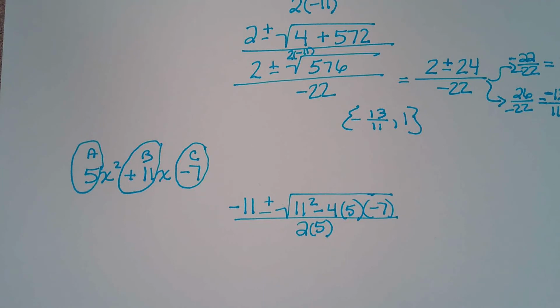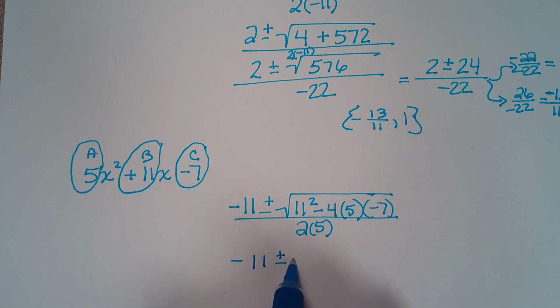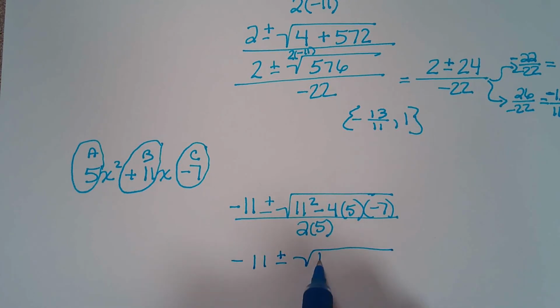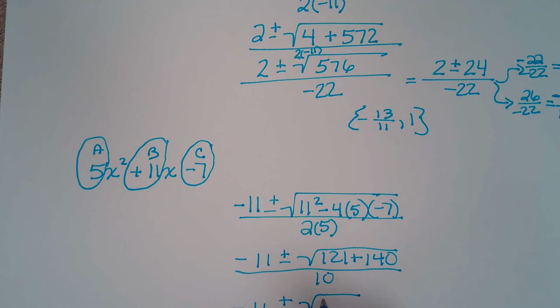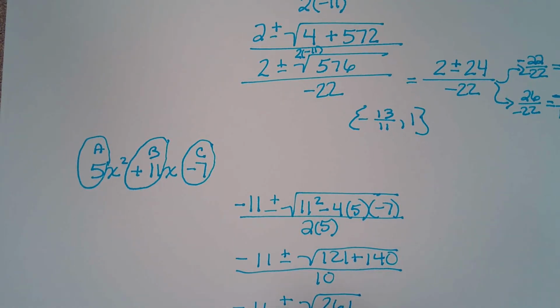Are we ready to check our radical? So negative 11 plus or minus square root, this is 121 plus 140 all over 10. So it's negative 11 plus or minus square root 261. Did we get that? All over 10. Did we get that part? Check your math.